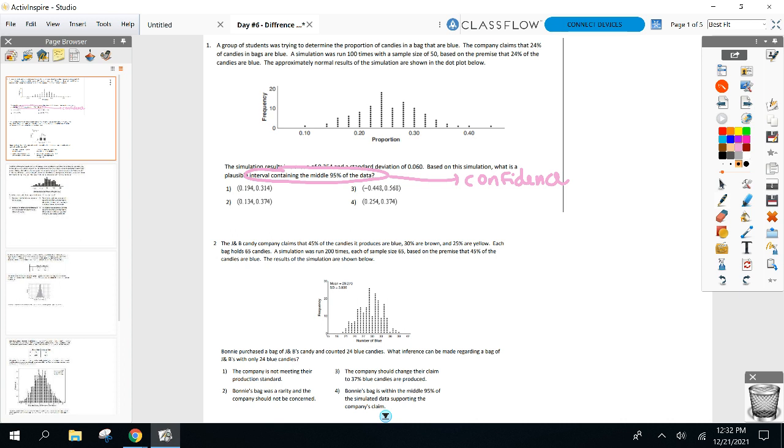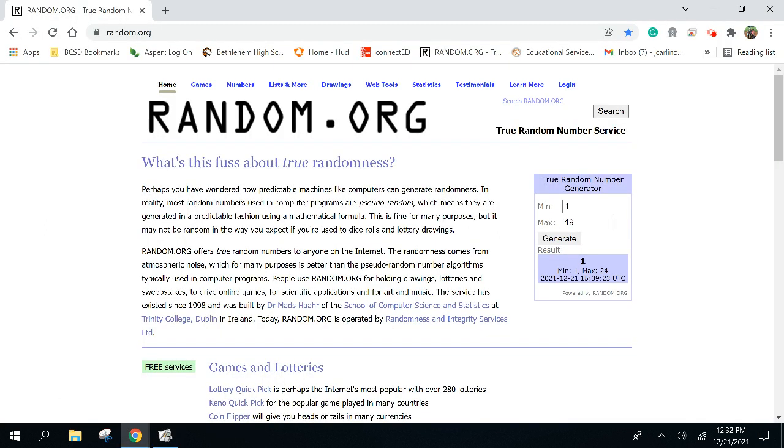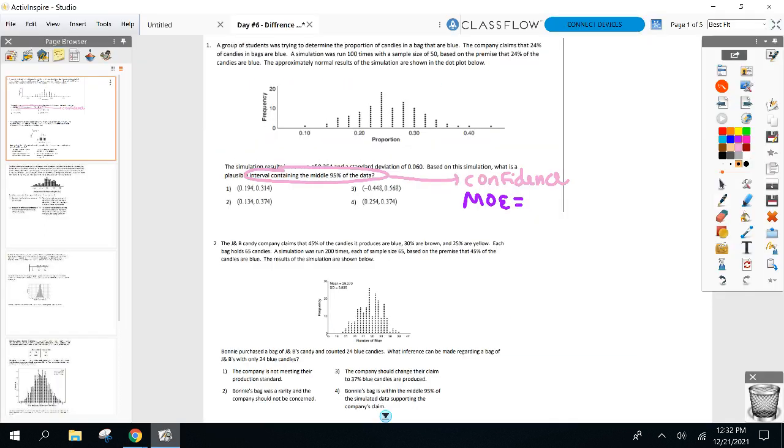What's the first thing I need to find? Margin of error. All right, here we go. How do I find margin of error? Plus or minus 2 times the standard deviation. And usually, where can I get the standard deviation? This problem gives it to me right in the problem. Sometimes, though, remember, it's right up there in the box. But they give it to me here, which is 0.060.